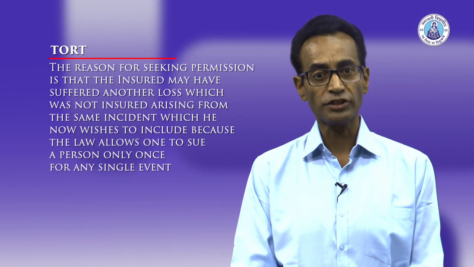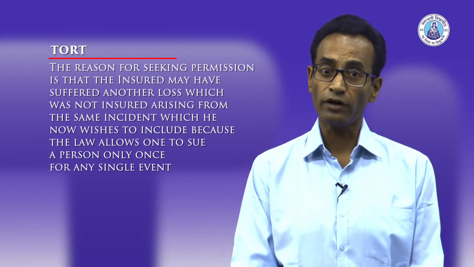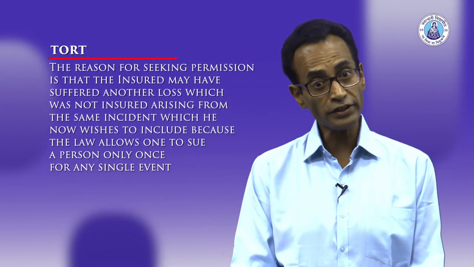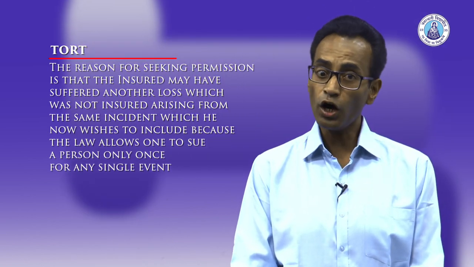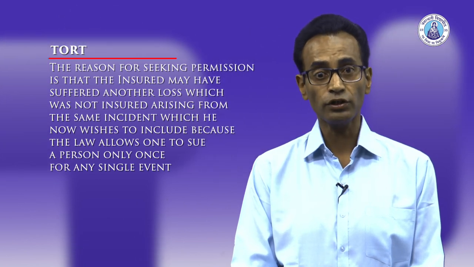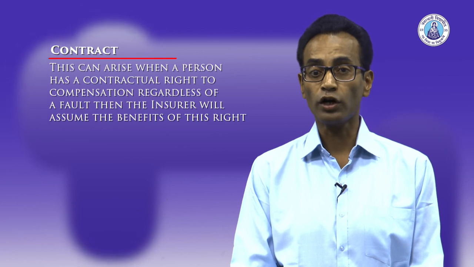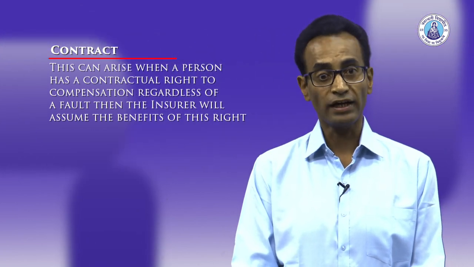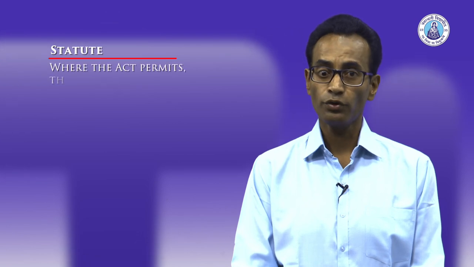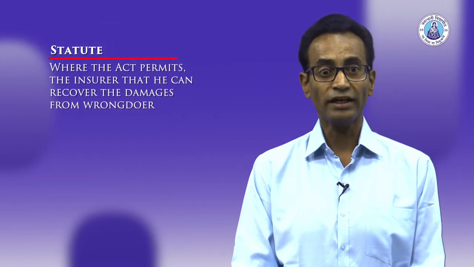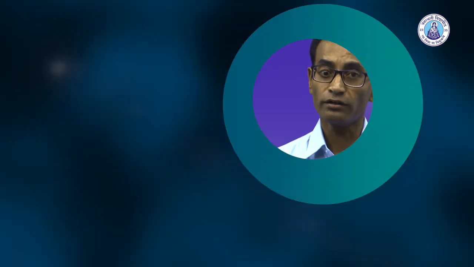The reason for seeking permission is that the insured may have suffered another loss which was not insured arising from the same incident, which he now wishes to include, because the law allows one to sue a person only once for a single event. The next is contract. This can arise when a person has a contractual right to compensation regardless of a fault, then the insurer will assume the benefits of this right. Another way is by statute, where the act permits the insurer to recover the damages from the wrongdoer.